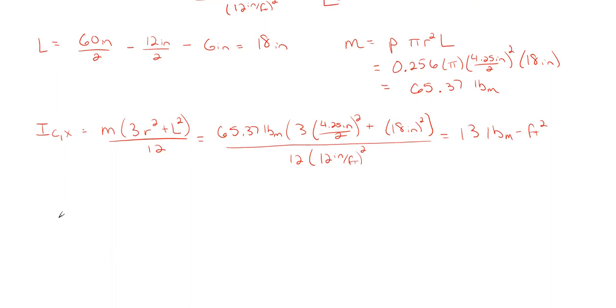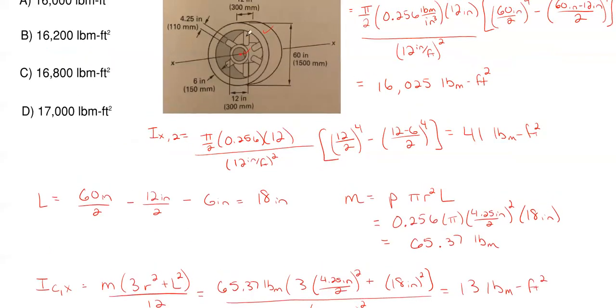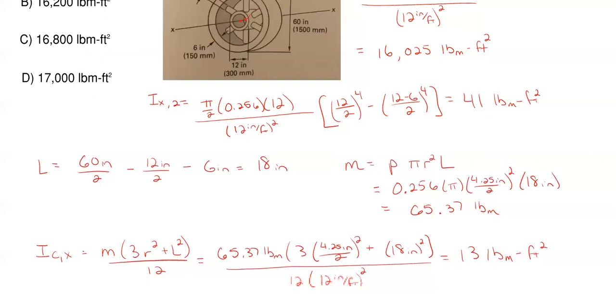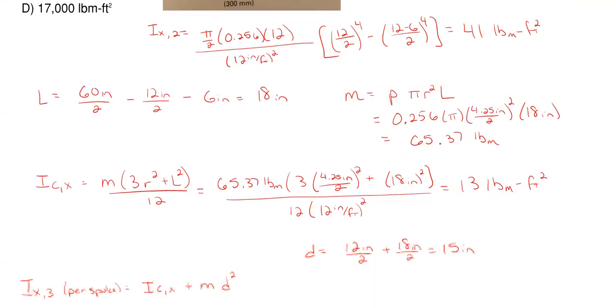So this will be what I'm calling IX3, per spoke. Now this is going to be per spoke. All right, so this will be ICX, what we just found, plus M, which is our mass, times the distance between the centroids here. So D will be, based upon the dimensions that were given, 12 over 2, plus our overall length of 18 inches over 2. And that gives us 15 inches. That's just giving us our distance from the center of the spoke to the center of the x-axis, or our line, which is the dot right there in the center of the overall wheel.